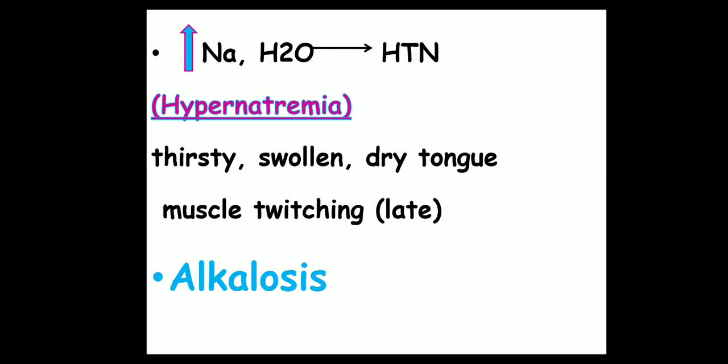And there can be alkalosis. How come alkalosis? Usually sodium absorption will be linked with H plus ion excretion. If H plus ion number increases, there will be acidosis. That determines the acid or base level. So when there is too much H plus excretion, there will be alkalosis.